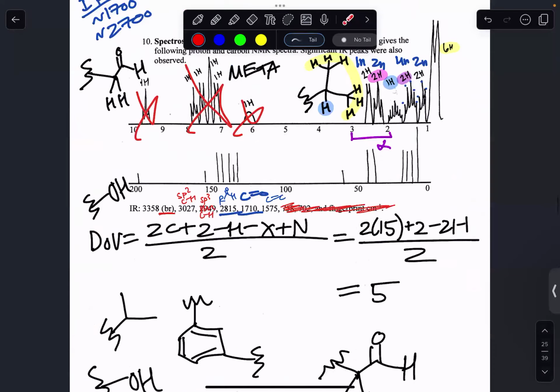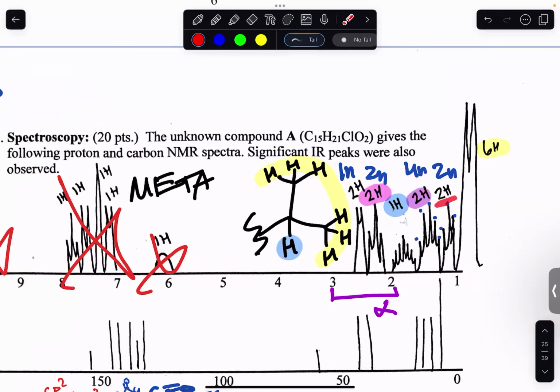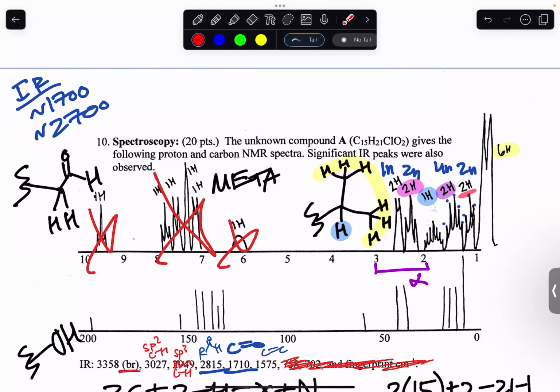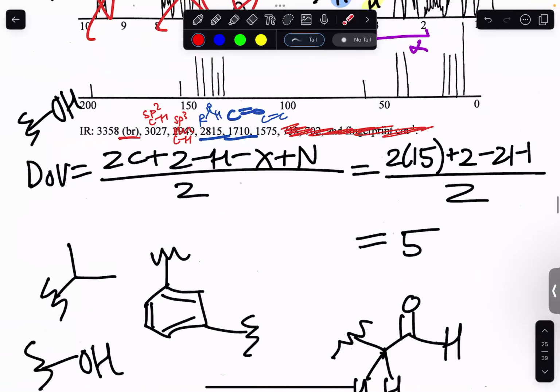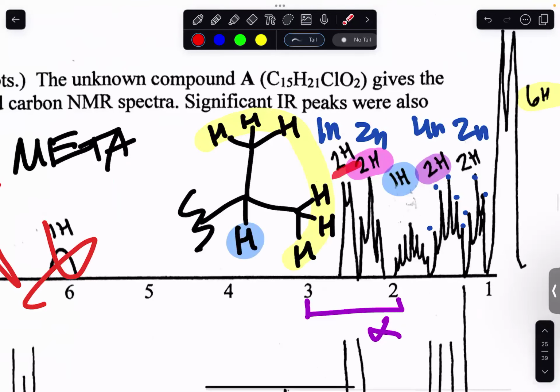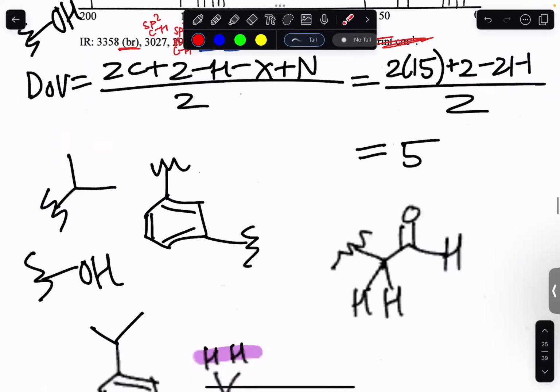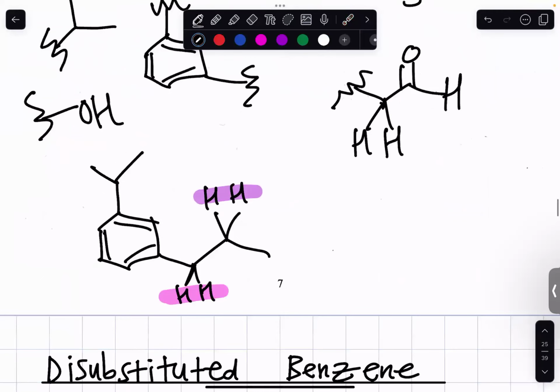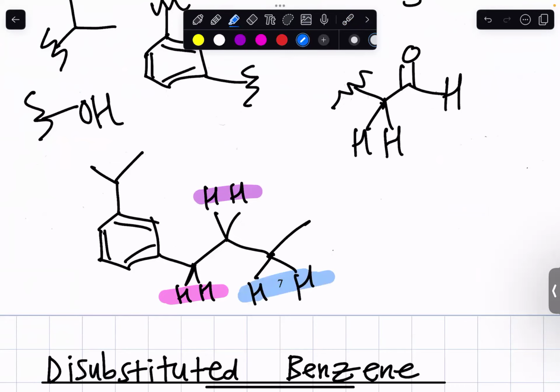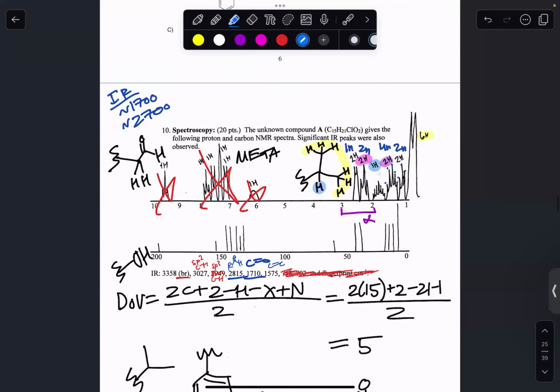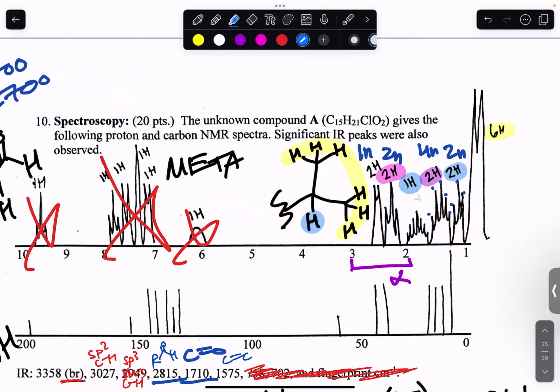Let's see, what can we do? What else can we do? Two hydrogens with two neighbors here. And then I'm gonna say that these two hydrogens here that are alpha to the aldehyde with one neighbor, right? So I'm gonna say that these two hydrogens right here are gonna be highlighted in blue, which are these blue hydrogens here with two neighbors.